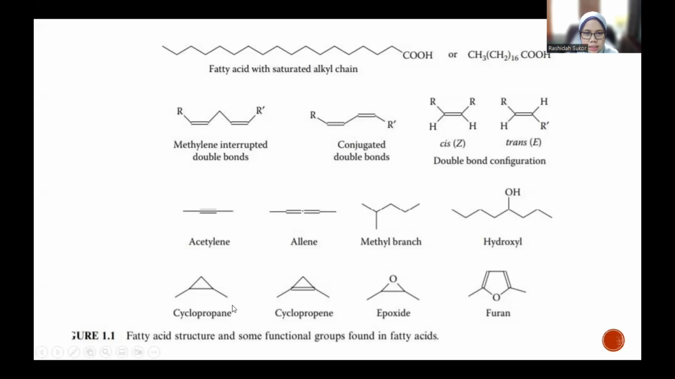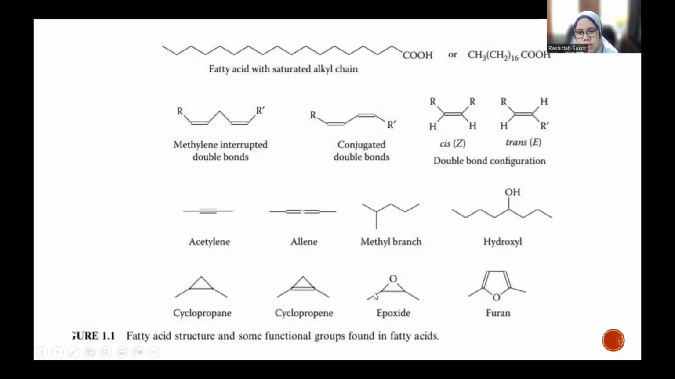These are what we call special structures with either a triangle or a pentagon. If you see something like this, it is cyclopropane, cyclopropene, epoxide. Epoxide has a triangle with an O. Furan is the structure that has a pentagon with an O. Both epoxide and furan are considered food safety issues. We don't want to have this in our food. This has to be monitored.